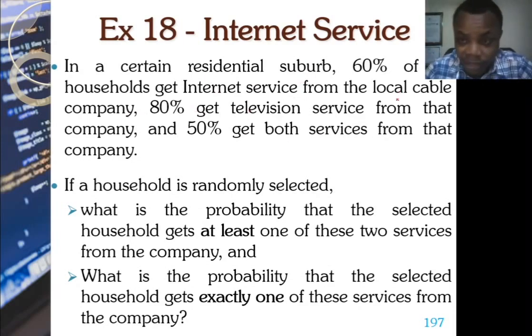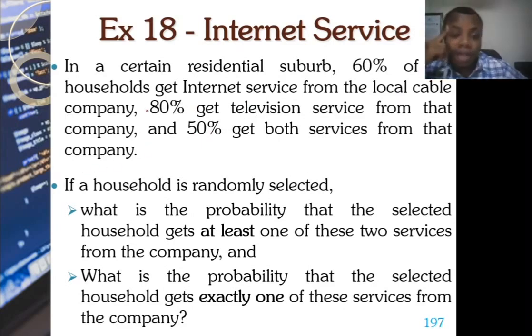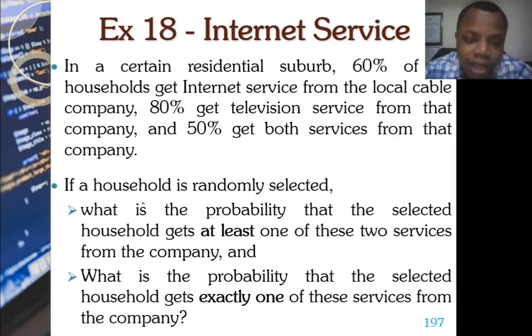80% get their television service from that same company, and 50% get both services from the company. Now, looking at this, for a household that is selected randomly: one, what is the probability that the household gets at least one of the two services from the company? And two, what is the probability that the selected household gets exactly one of these services from the company? So let's try to find the solution to the first one.